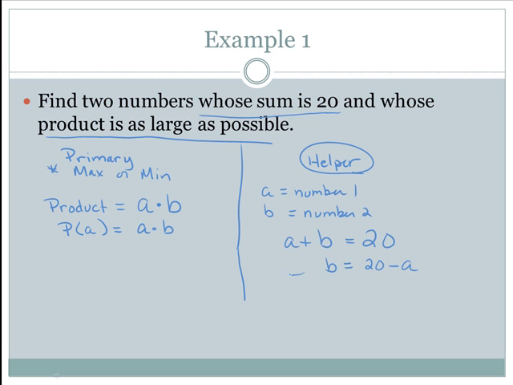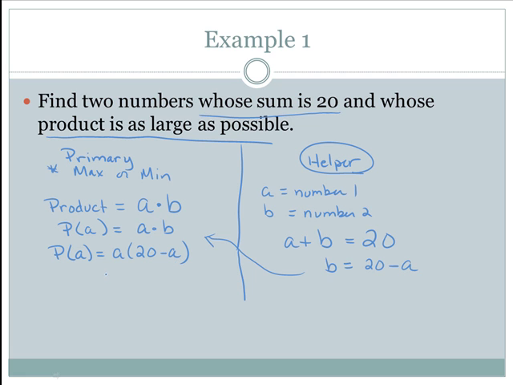We can take that helper equation and plug it in over here so that everything we have is in terms of A. If I had wanted it in terms of B, then I would have solved for B. So the helper equation is used when you have more than one variable over in your primary.